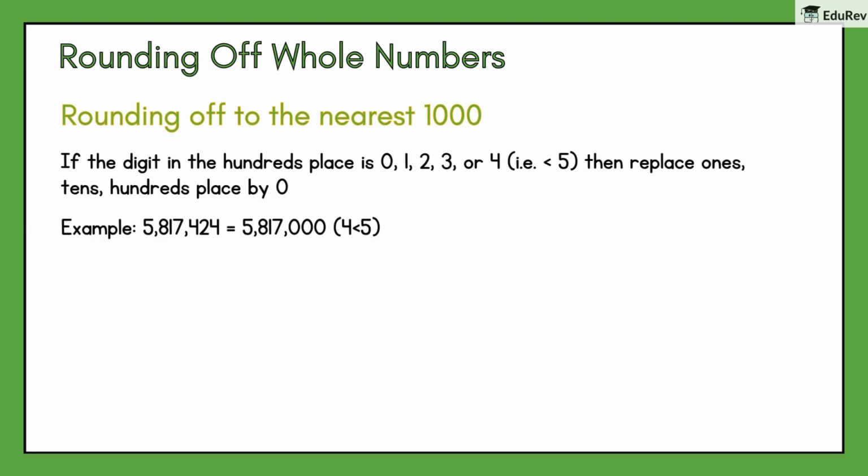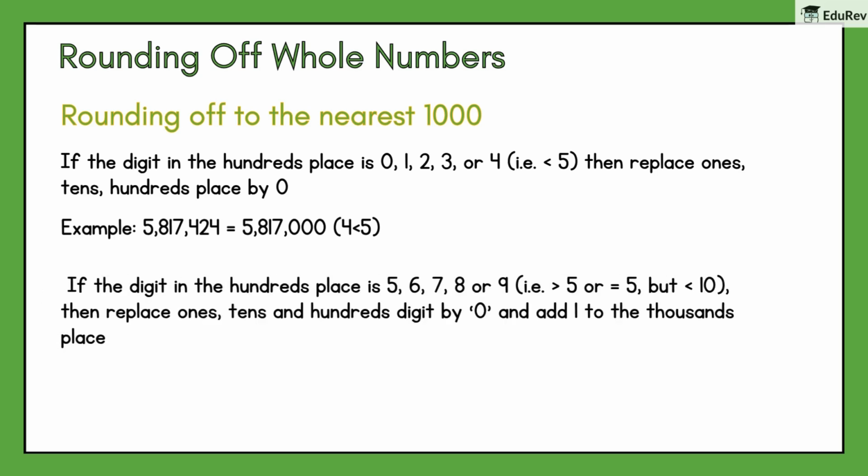If the digit in the hundreds place is 0, 1, 2, 3, or 4, that is less than 5, then we replace the ones, tens and hundreds place with 0. For example, 5,817,424 rounds down to 5,817,000 because the hundreds place is 4.